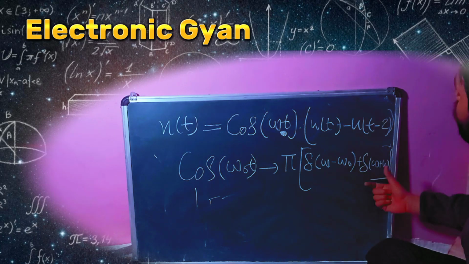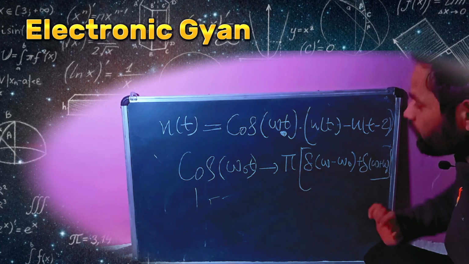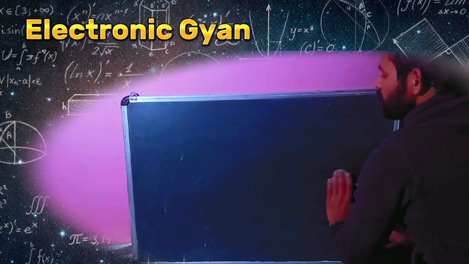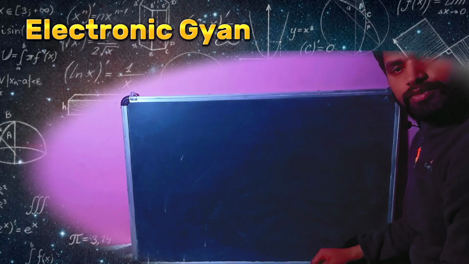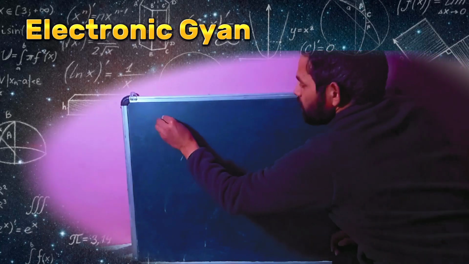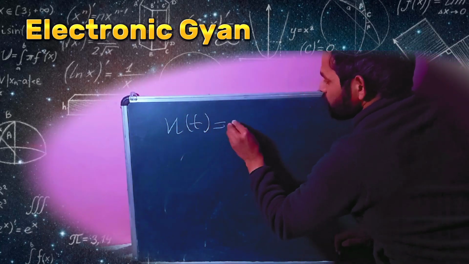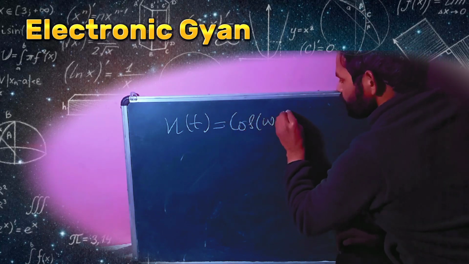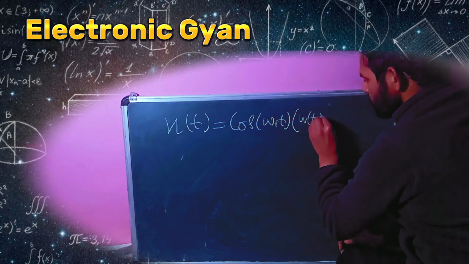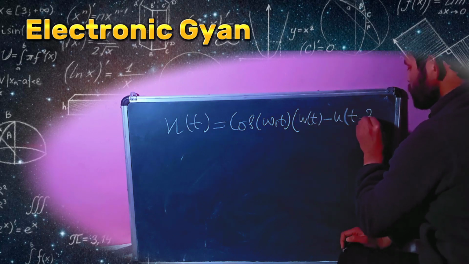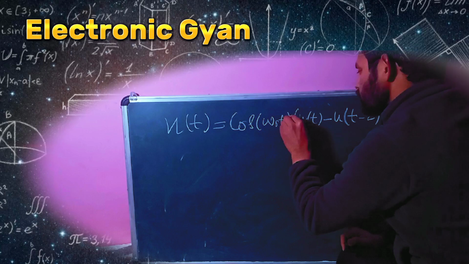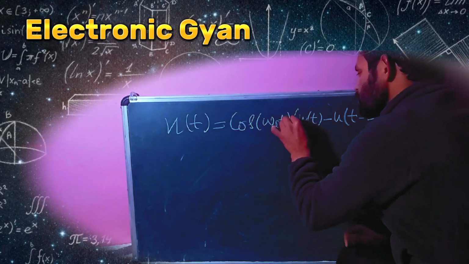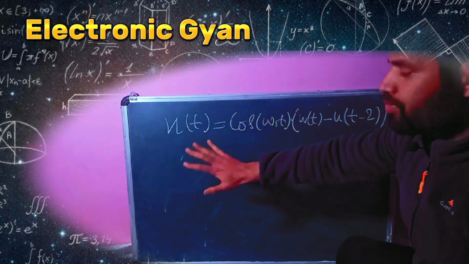Yes, so this is the Fourier transform for cos omega naught t. Now we are available with both Fourier transforms. So x of t is equal to cos omega naught t into u of t minus u of t minus 2. You see, multiplication in the time domain corresponds to convolution in the frequency domain.